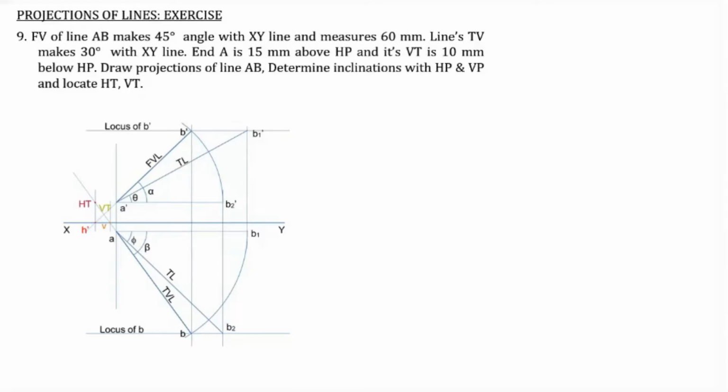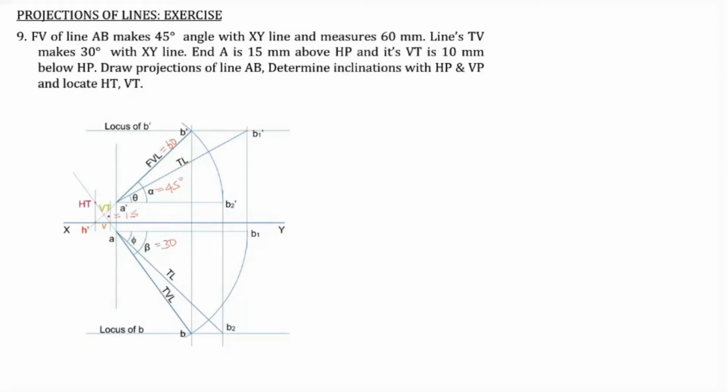So in this case, the front view makes 45-degree, means alpha is 45-degree. Alpha is 45-degree and measures 60 millimeter, means front view length is 60 millimeter. And its top view makes 30-degree, means beta equal to 30-degree. End A is 15 millimeter, that is this distance is 15 millimeter above HP, and its vertical trace is 10 millimeter below HP.